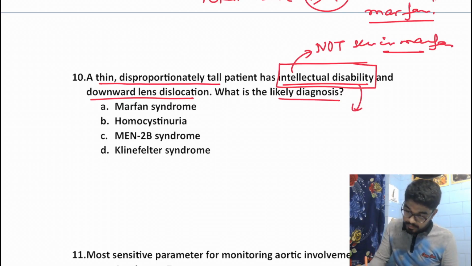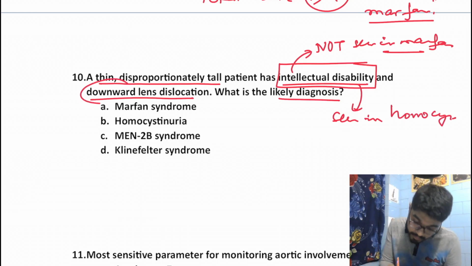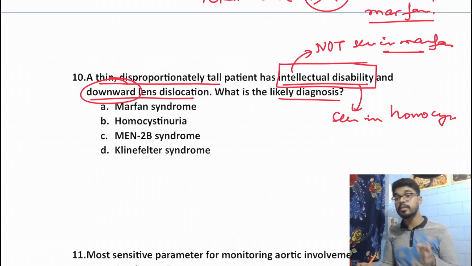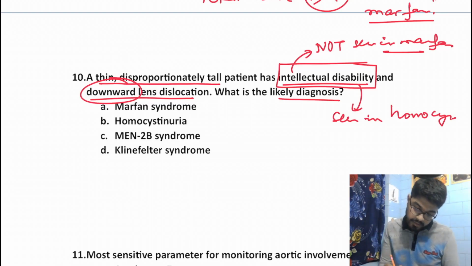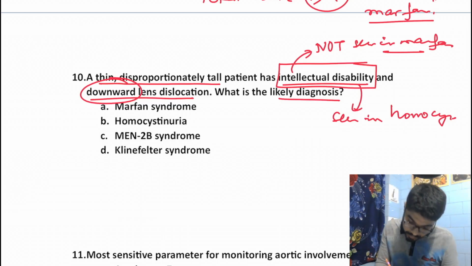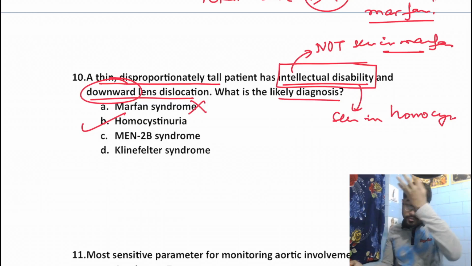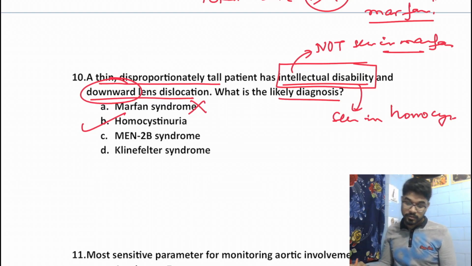Rather, it is seen in homocystinuria. Moreover, there is downward subluxation of the lens. In homocystinuria, we get inferonasal subluxation, whereas in Marfan, we get superotemporal subluxation. So the diagnosis over here should be homocystinuria and not Marfan syndrome. This intellectual disability and the direction of lens subluxation differentiates between Marfan and homocystinuria.